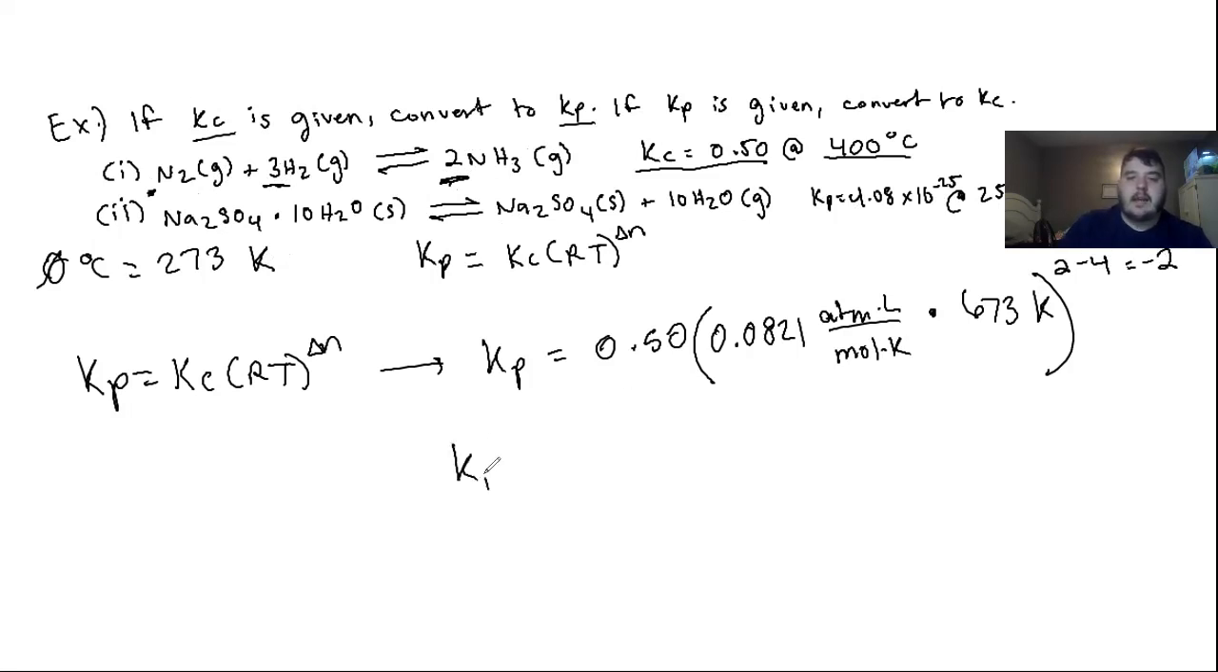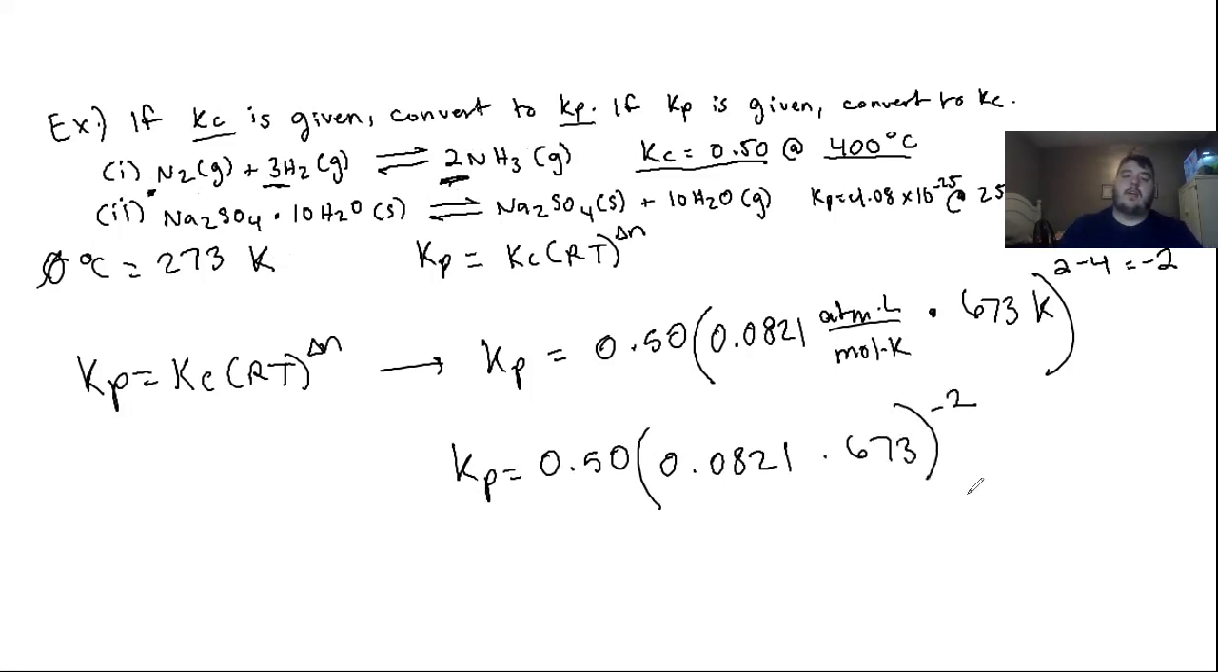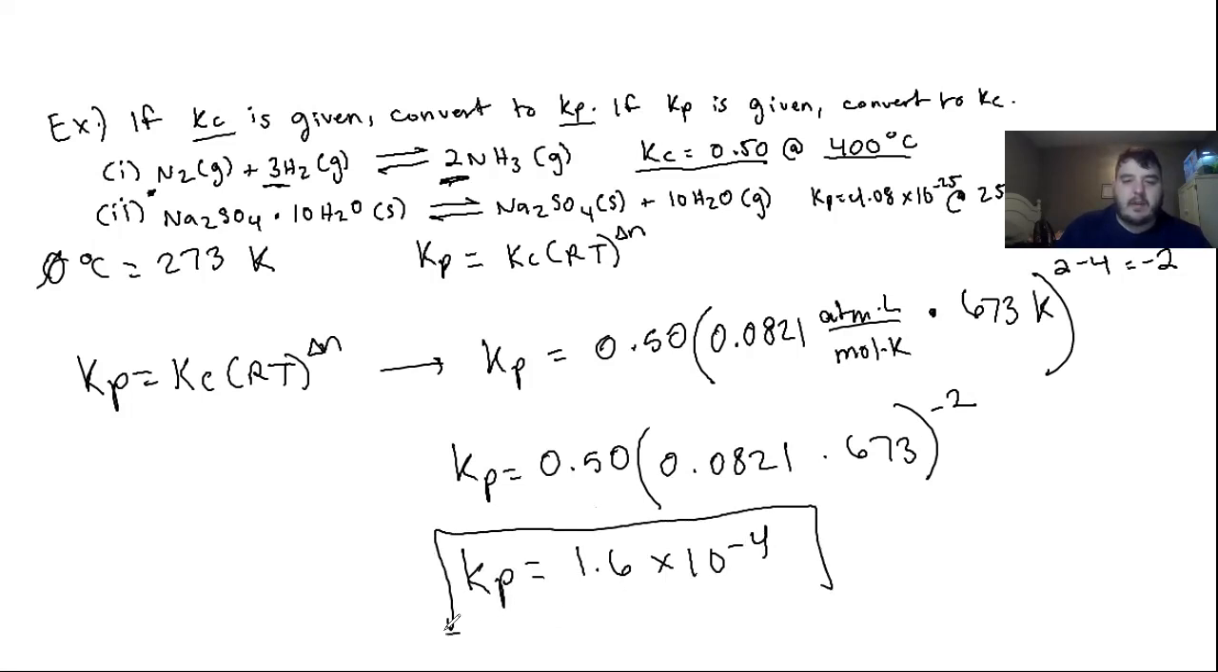So we can say that Kp is equal to 0.50. And I'm going to ignore the units just so I can put the numbers together here. Okay, and then we're going to multiply that by 673, raise that to the -2. So this is going to be my value for Kp. And what I calculated this out to be is 1.6 times 10 to the -4. So this is my Kp value based on these given parameters.